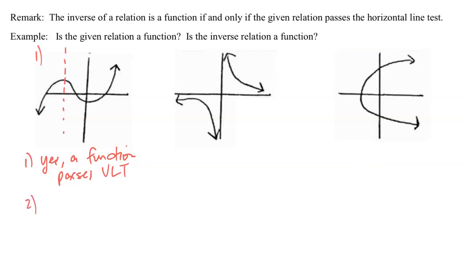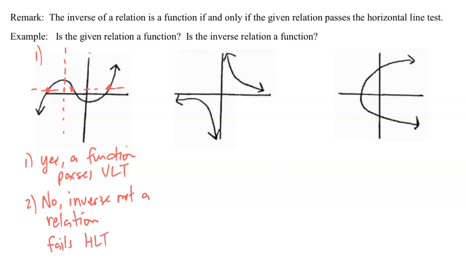Now, the second question we want to answer is, does it pass the horizontal line test? Meaning, can I draw any horizontal line and only have it cross the graph once? And the answer to that question, as you can clearly see, is a definite no, because the one horizontal line I drew crosses the graph 3 times. And so no, the inverse is not a function. And the reason for that is that this particular relation fails the horizontal line test.